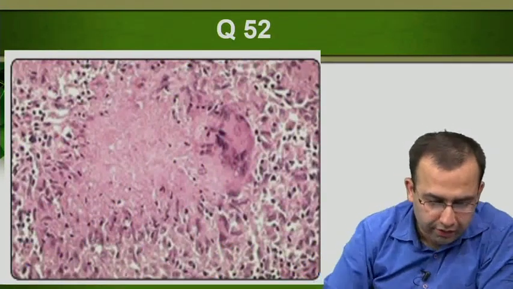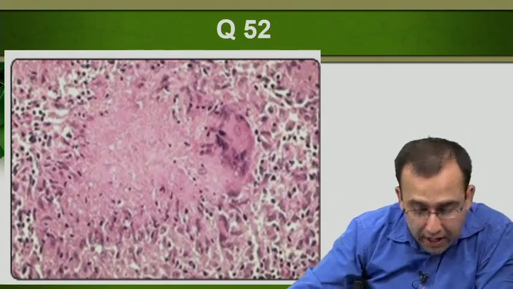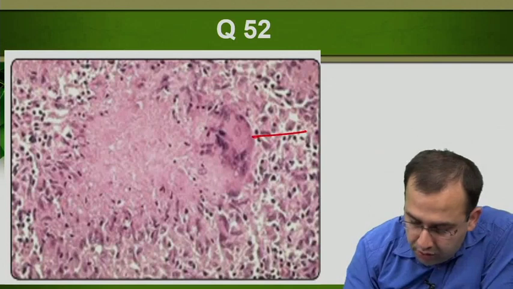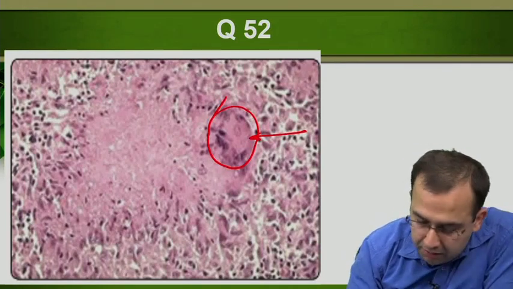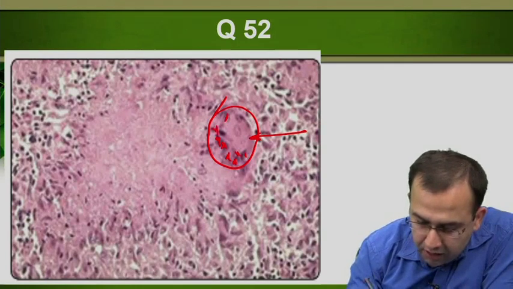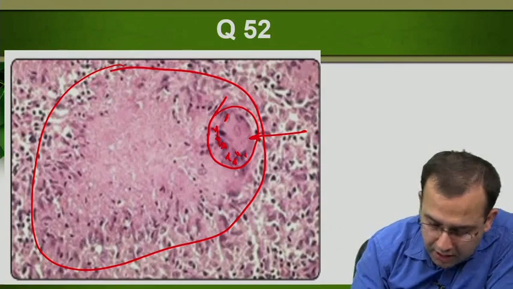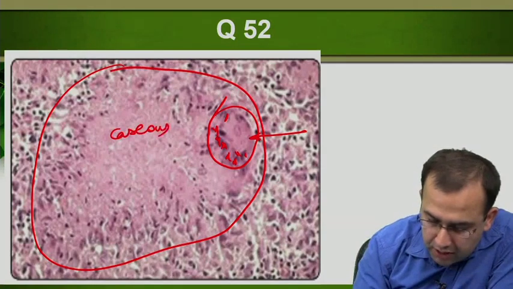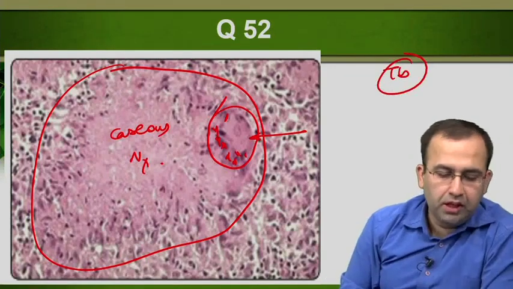Diagnosis. Question 52. No, it is not liquefactive necrosis. No, it is a granuloma. What you have here is the presence of a giant cell with multiple nuclei, in which the nuclei are arranged at the periphery, showing granuloma formation. This is a granuloma with caseous necrosis, TB, most probably tuberculosis.